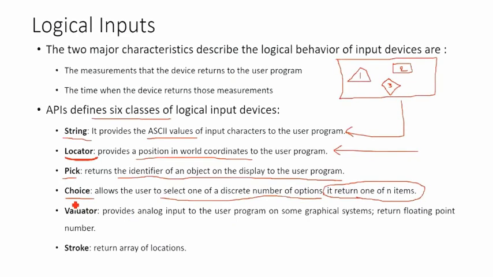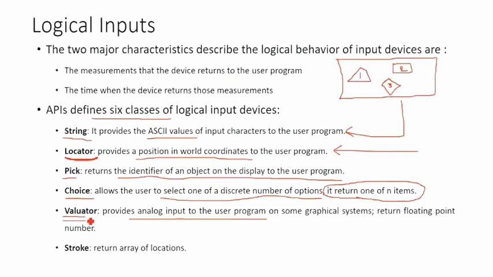And then we have valuators. These valuators provide analog input to your user program, right? You can use some widgets like analog dials, a dial kind of a thing. Using a pointing device or any kind of input device, you can capture some kind of real value based on those analog widgets, and that data will be given back to your application program. This is called valuators.